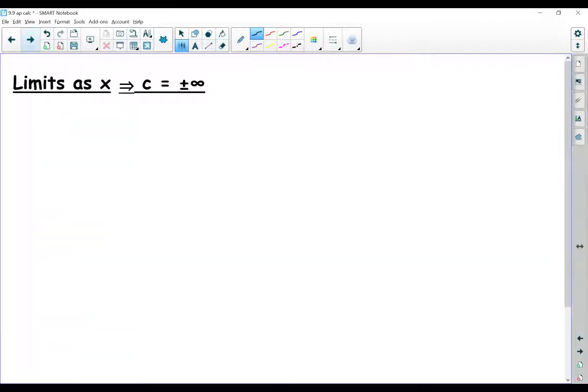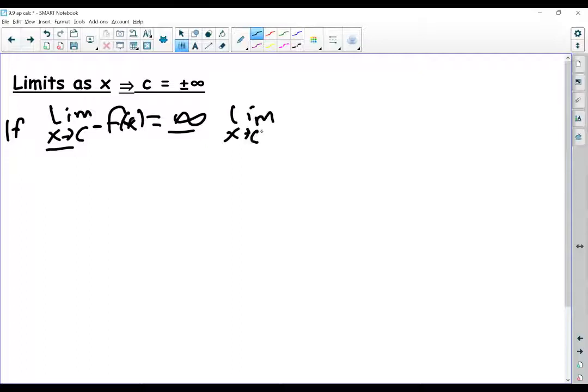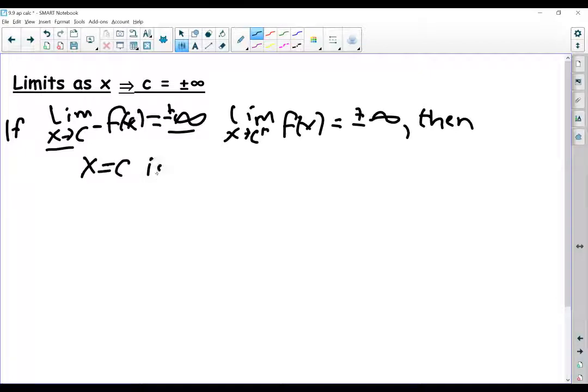I'm going to keep moving along and talk about what happens if I have the limit as x goes to c somewhere in the graph and the intended height is infinity. Okay, so now there's a couple of ways we can do this. We can come from the left, or from the right, and it goes to one of the infinities, I'll put a plus or minus, could be either. Then x equals c is a vertical asymptote.